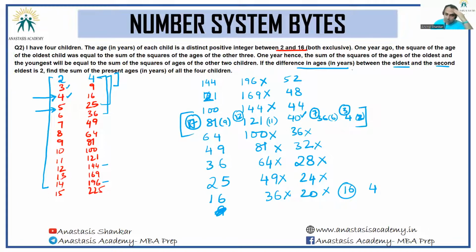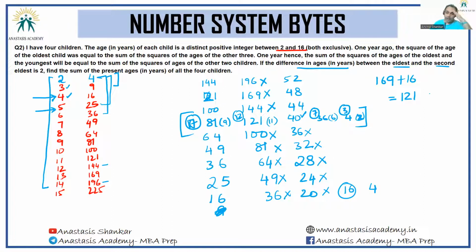If this is the only acceptable case, let me also check if the second condition mentioned in the question is being satisfied. 1 year hence, the sum of squares of the ages of the oldest and the youngest. Oldest would be 12, so 1 year hence, this would give me 169. And 1 year hence, the age of the youngest would be 4, so the square of that is 16, is equal to the sum of the squares of the ages of the other two. 10 would have become 11, so that becomes 121.